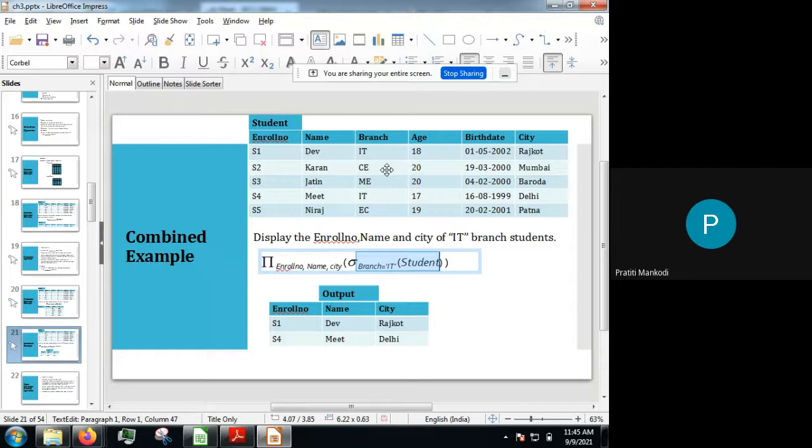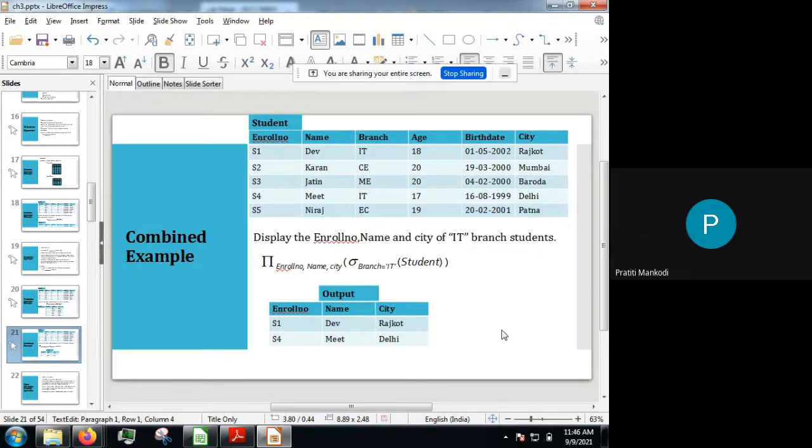Let's understand the second case. If I am projecting columns first, what will happen? Select enrollment number, name and city from the table. So in the intermediate table, I have only 3 columns: name, enrollment number and city. Now I have to apply the condition branch is equal to IT. Does my intermediate table have the branch IT? No. So how can I retrieve it?